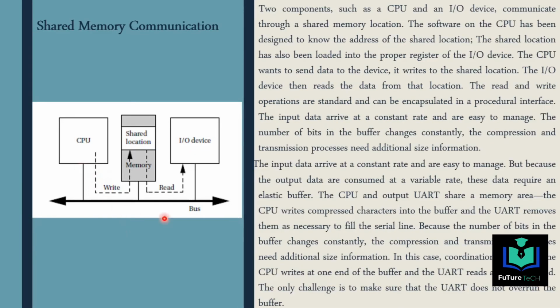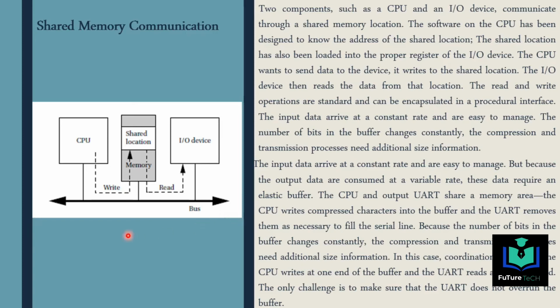You can see in the figure we have the shared memory communication. Here we are using a CPU as well as an IO device. The CPU and IO device both share the same memory space. What do you mean by IO device? Input and output devices, those are called peripheral devices, right? Now the CPU and the IO device are both connected to the memory device by means of the bus.